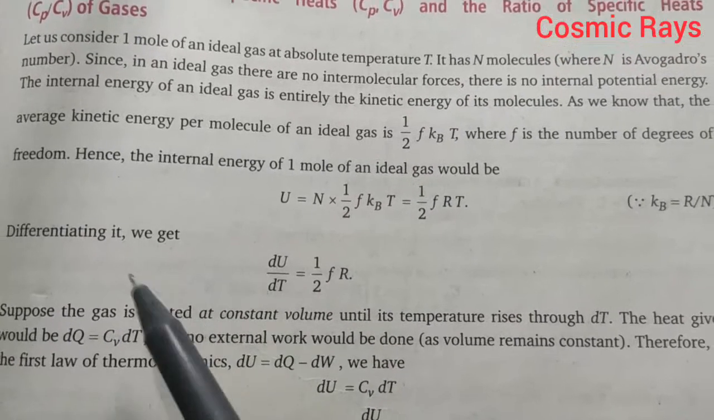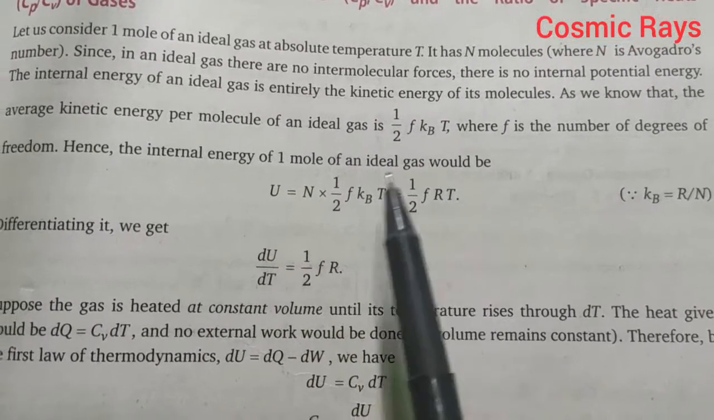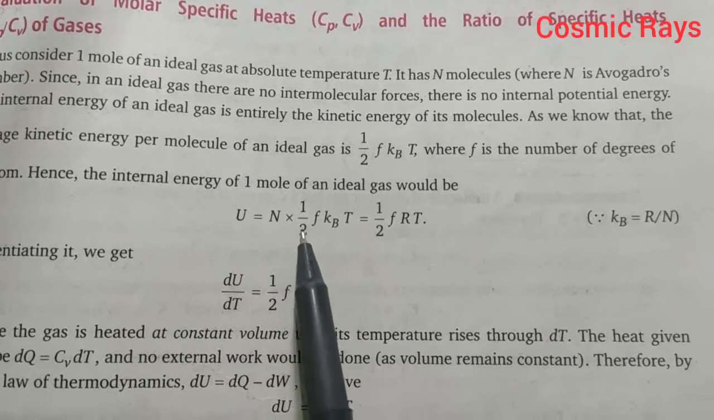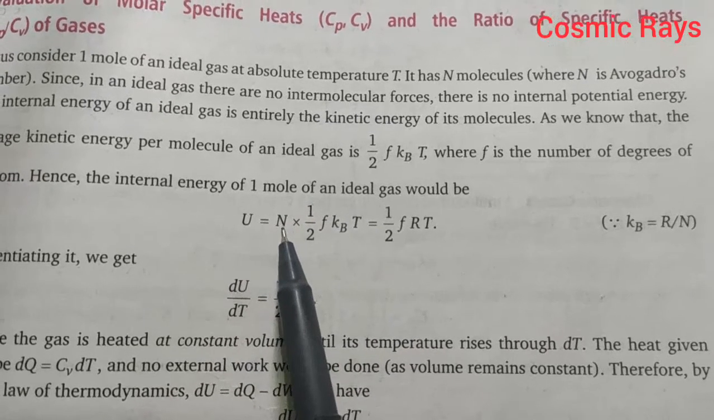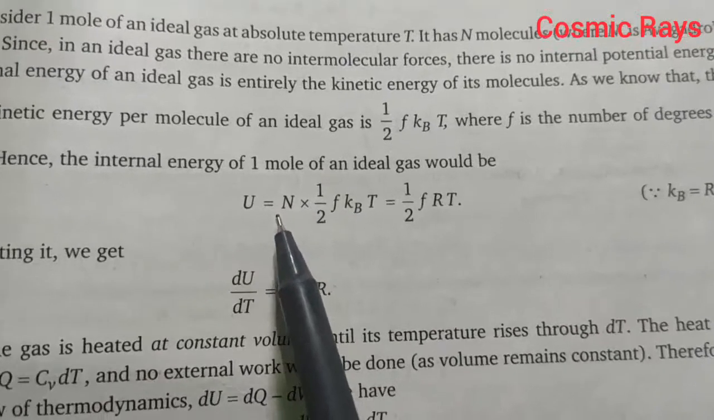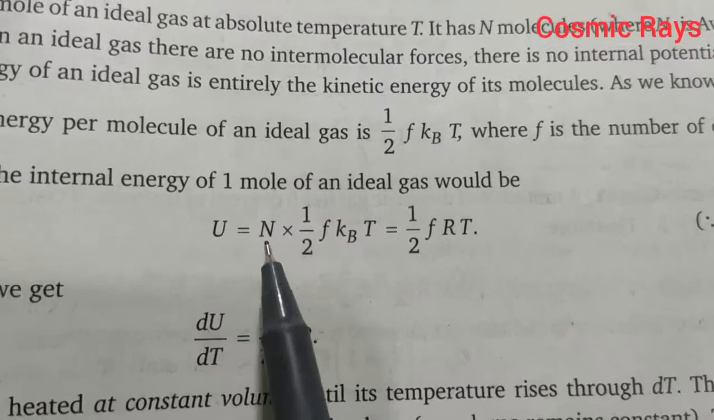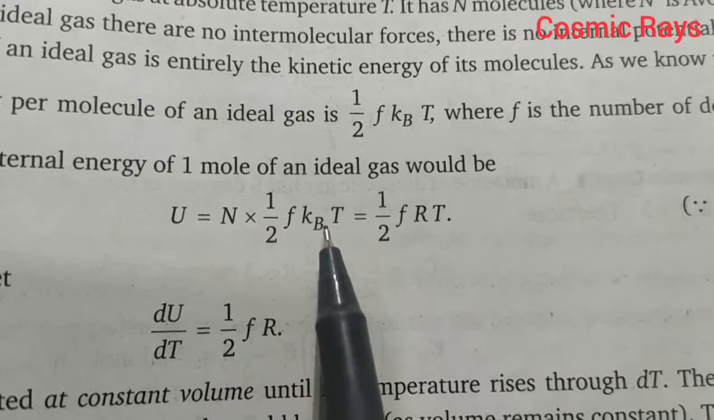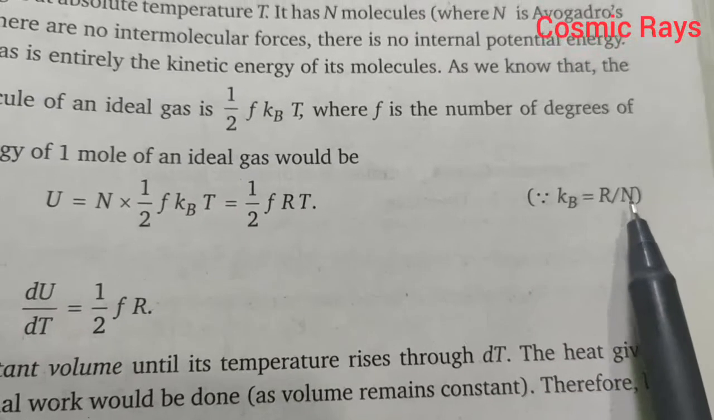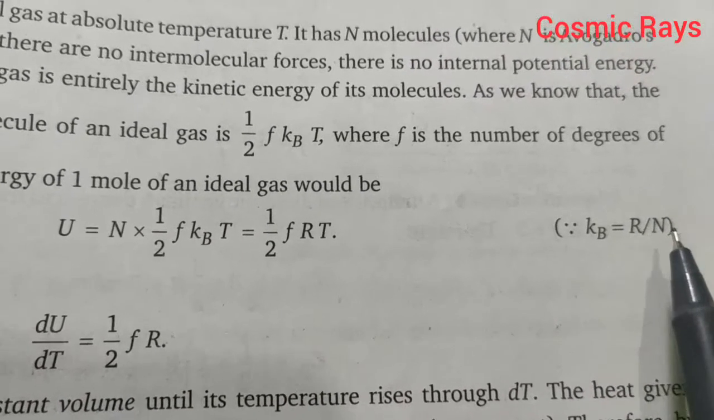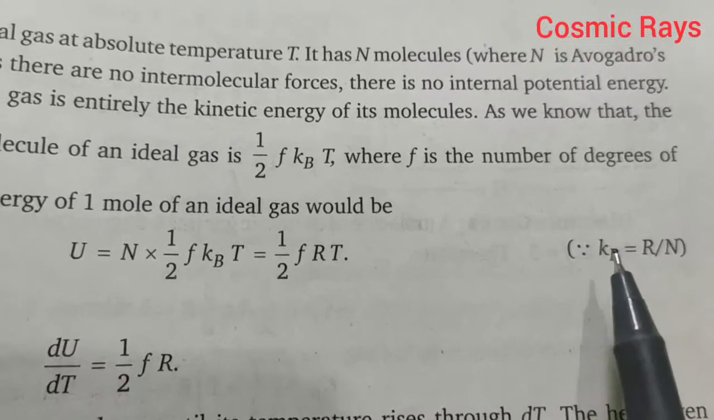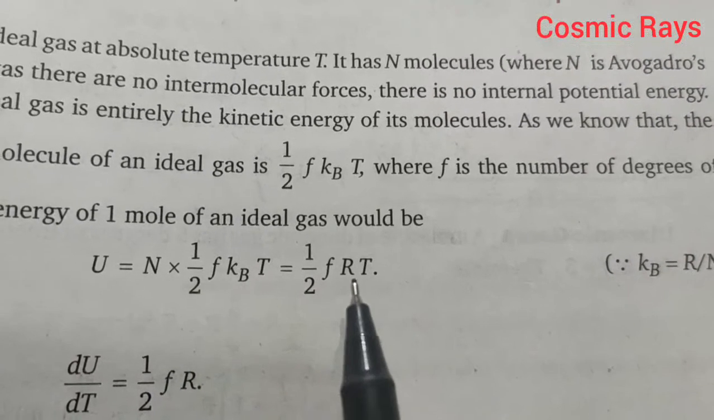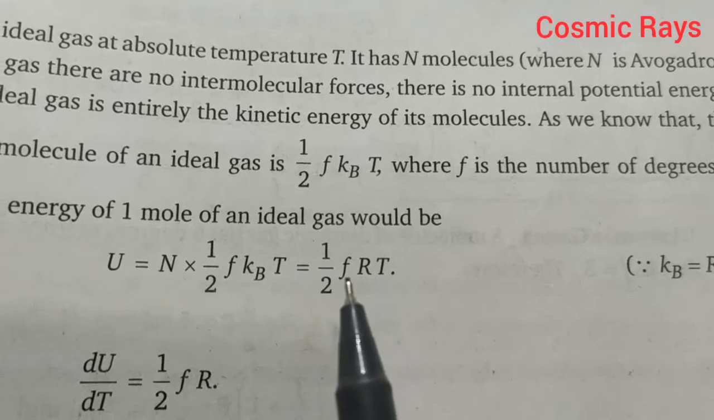Now the internal energy for 1 mole of the ideal gas will be, internal energy U is equal to this half FkT multiplied by the number of molecules of gas present in 1 mole, that is the Avogadro's number, capital N. So we know that N into k is R from this relation, because R by N is the Boltzmann constant. So the Boltzmann constant multiplied by N will be R. So here N into k is R, rest of the terms remain the same, that is half FRT.